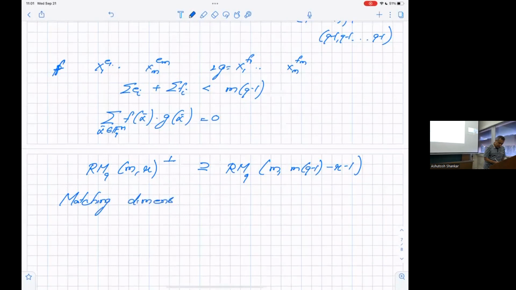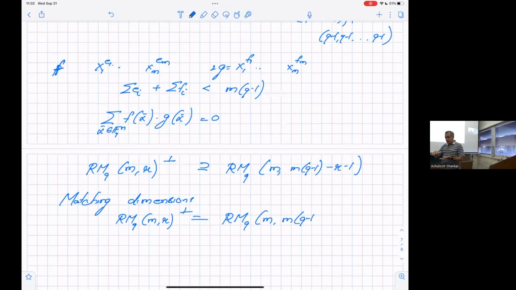Actually we get that the Reed-Muller dual is actually equal to this. Together they span the space. If you take all monomials of this code and all the complementary monomials, together they will span the whole space. Hence their dimensions together have to sum up to at least q power m. You know that they cannot sum to more than q power m because of this. That's the end of it.